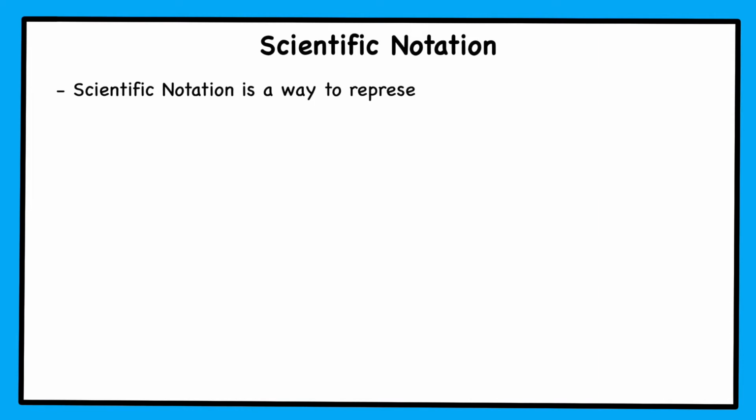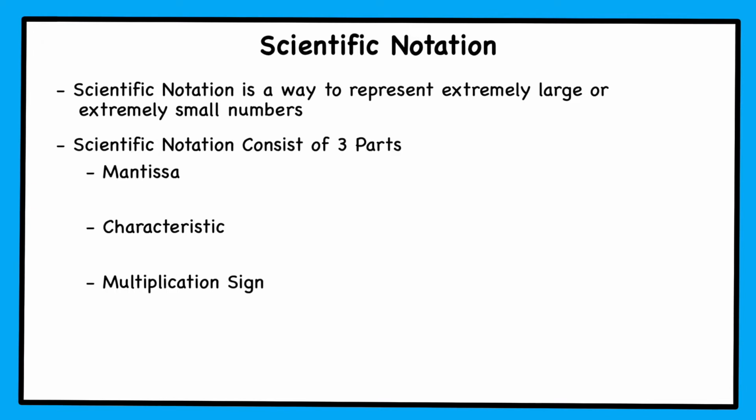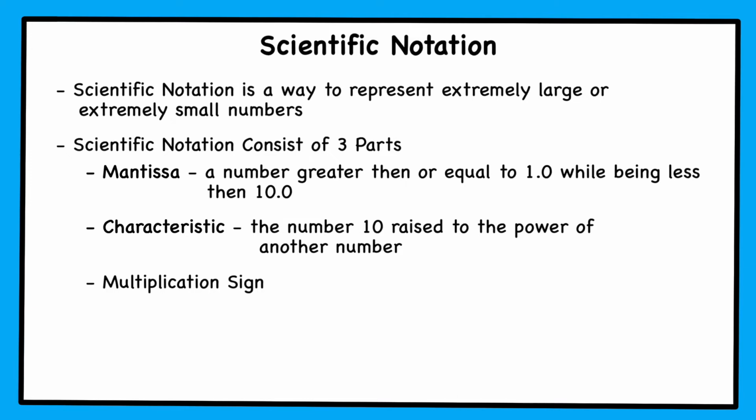What better way to start off than introducing scientific notation? Scientific notation is a way to represent extremely large or small numbers. Scientific notation consists of three parts: a mantissa, a characteristic, and a multiplication sign. A mantissa is a number greater than or equal to 1.0 and less than 10.0. The characteristic is the number 10 raised to the power of an exponent. And that exponent will tell us which way to move the decimal in the mantissa to create the number in standard format. We will go more into that in a second.